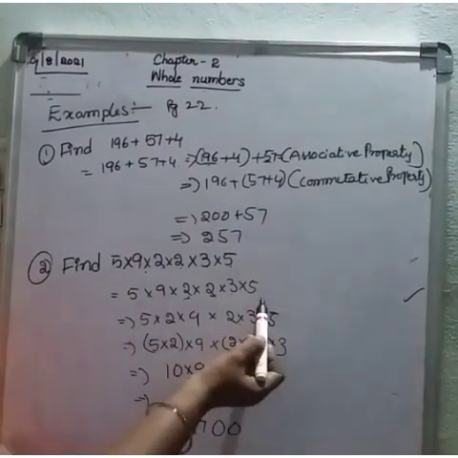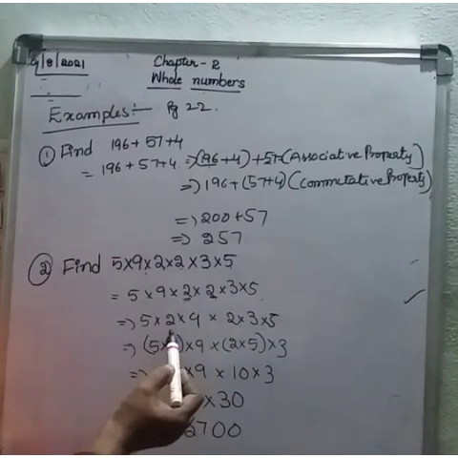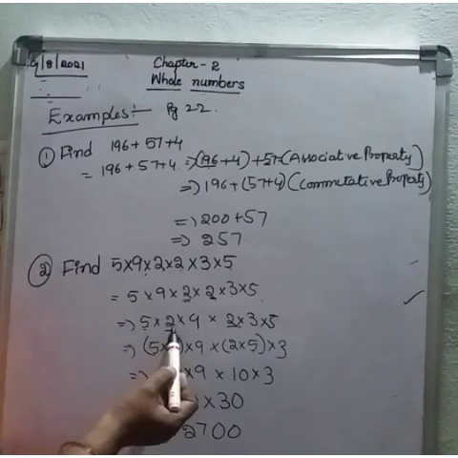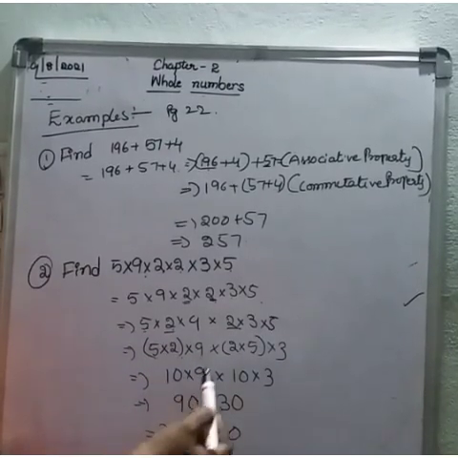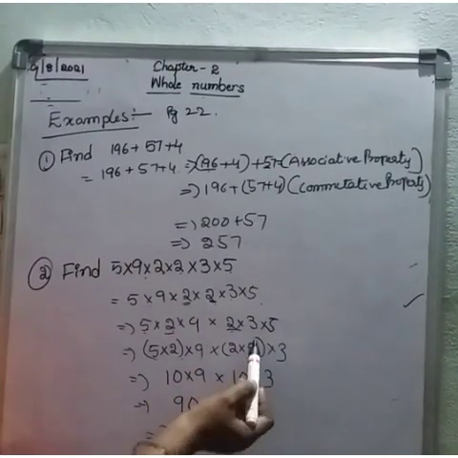First you have to arrange all this. Here 2 twos are there. So one 2 here, one 2 again here. 5 into 2 in one bracket into 9. 5 twos are 10. 2 into 3 into 5, 2 into 5 in one bracket into 3.